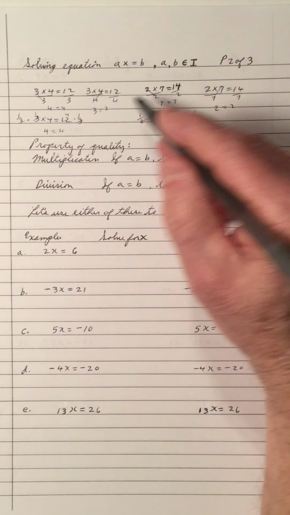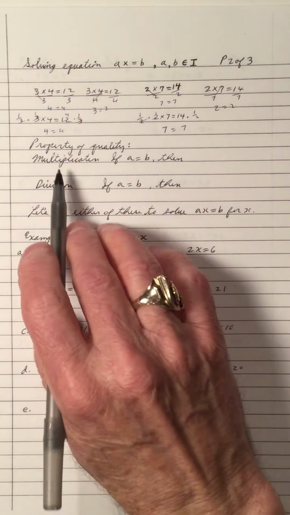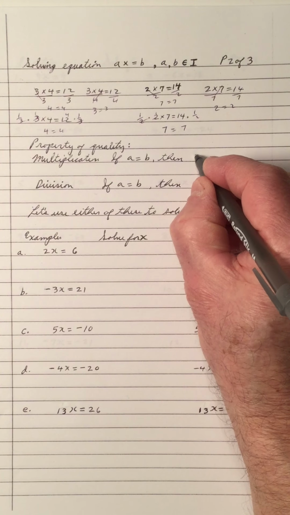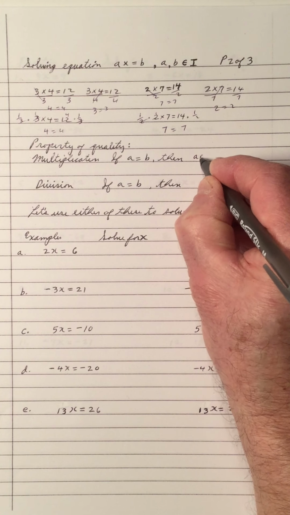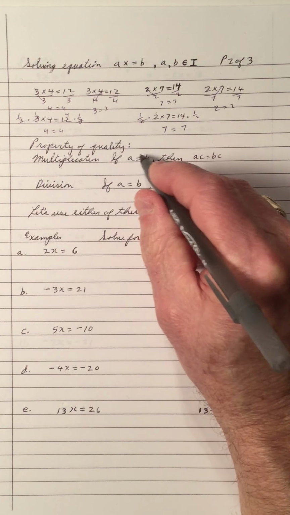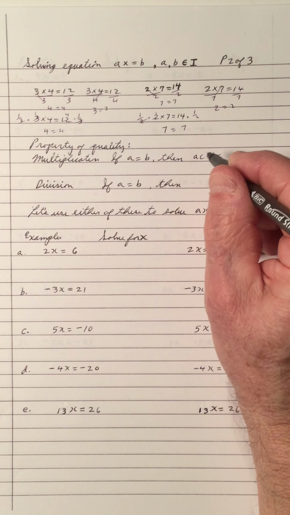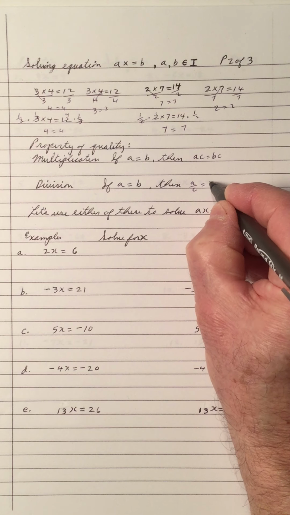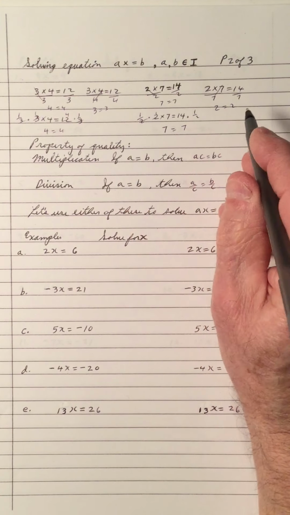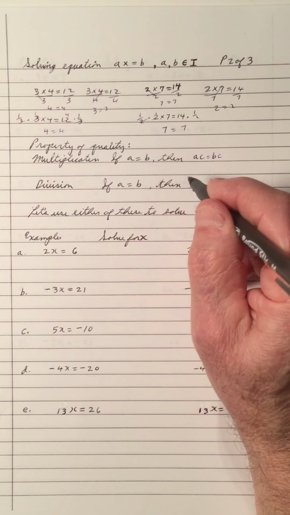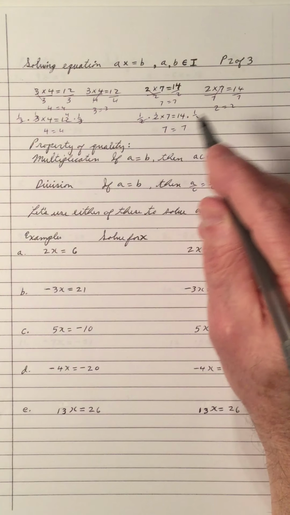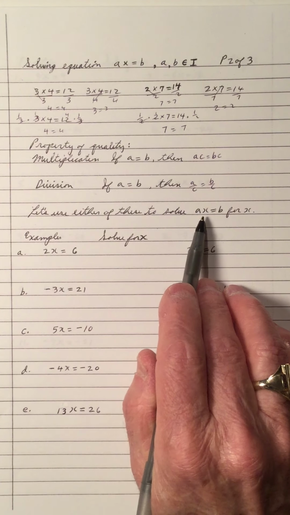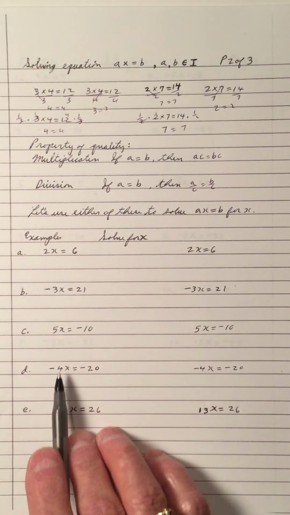So we're going to illustrate both of these properties that I'm using here. The properties of equality: multiplication. If a equals b, then a times c equals b times c. So we can multiply each side. We can divide a by c or b by c. So we can multiply both sides by the same number, or we can divide by the same number to obey the property of equality. Let's illustrate that on the equation ax equals b down below.